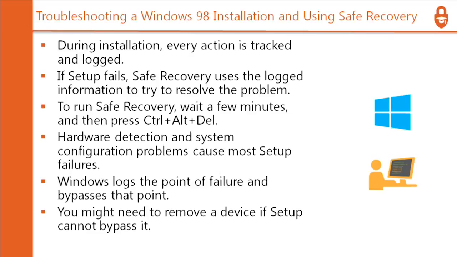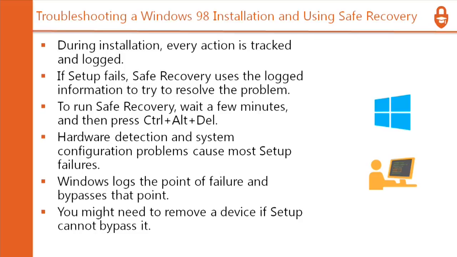During installation, every action is tracked and logged. If setup fails, safe recovery uses the logged information to try and resolve the problem. To run safe recovery, wait a few minutes and then press Control-Alt-Delete. So it has to collect information and write it out to the disk. And then you want to press Control-Alt-Delete.